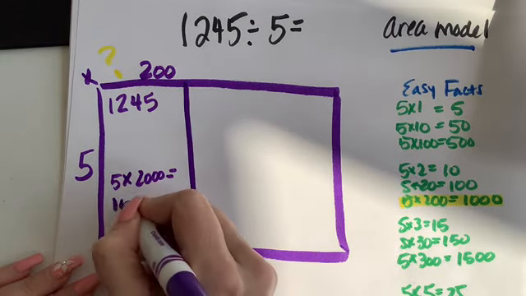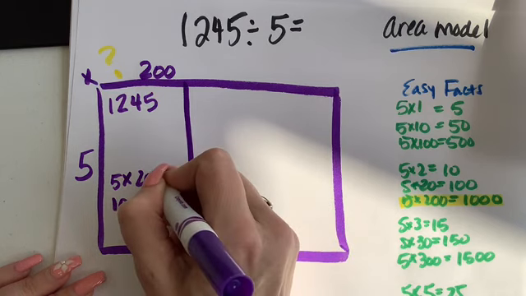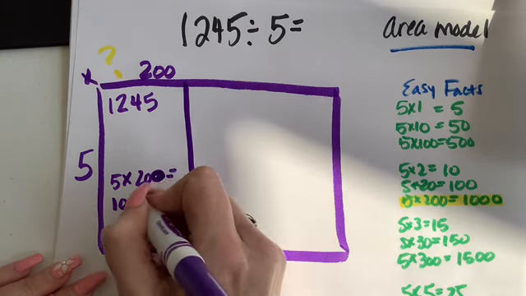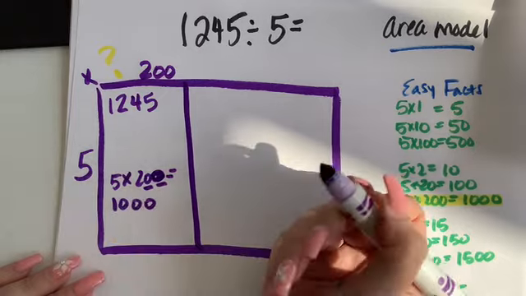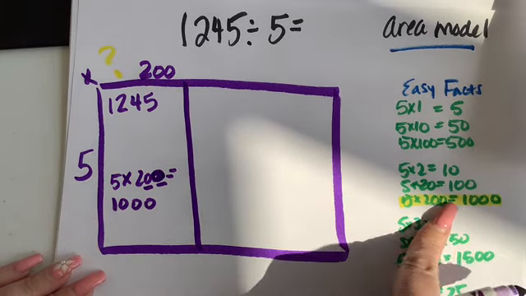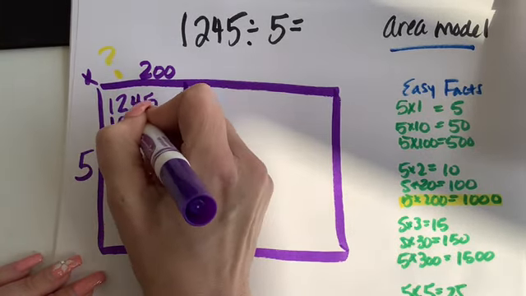5 times 2 is 10, and then 10 times greater, 10 times greater. So it's 1,000, which we saw over here. So 1,000.